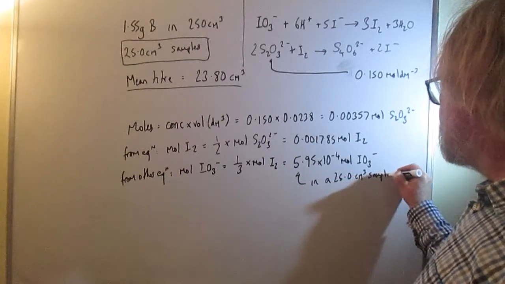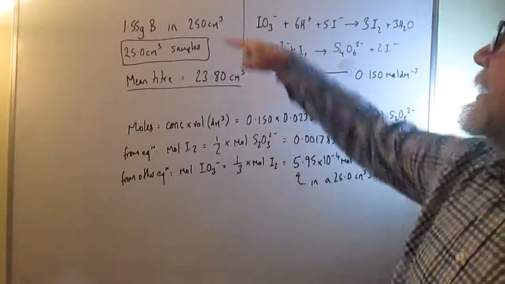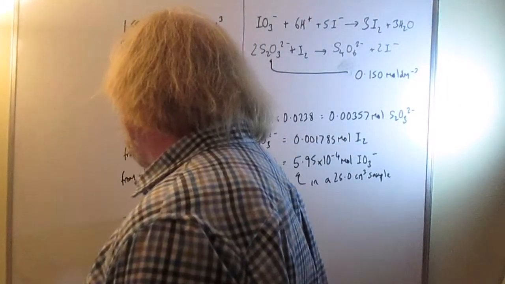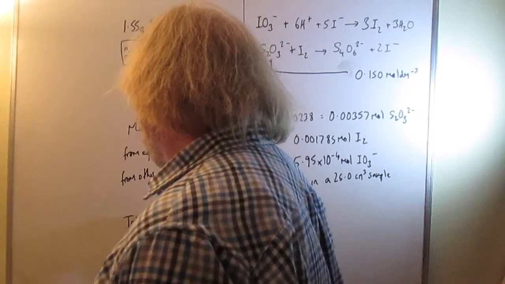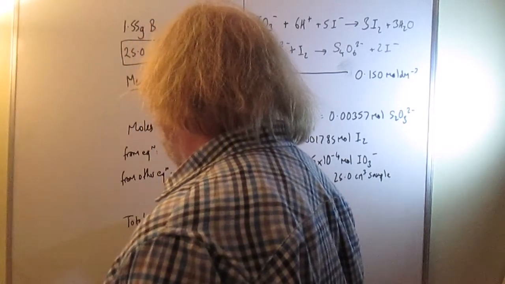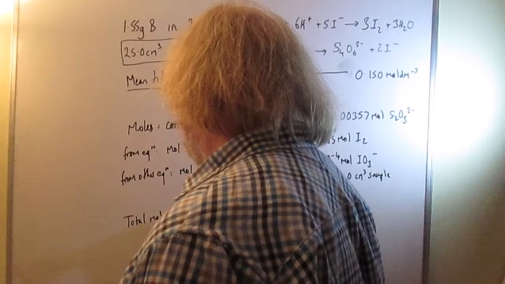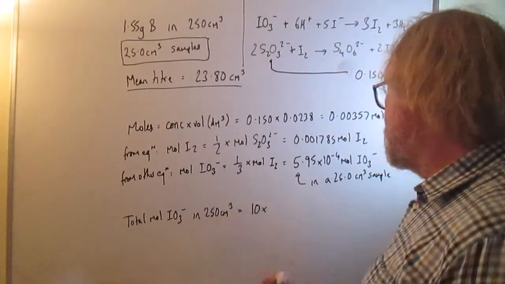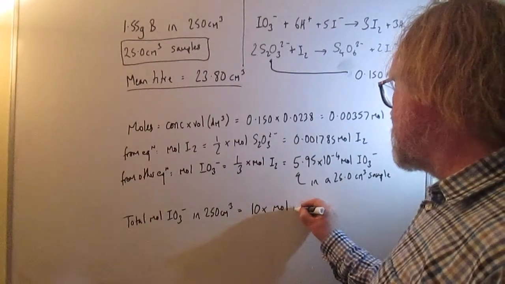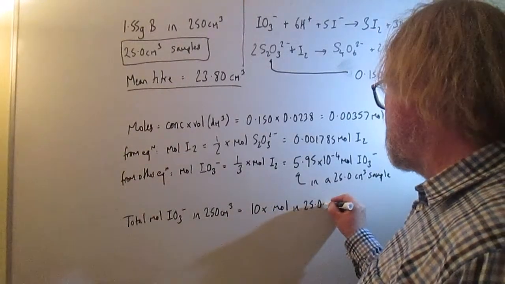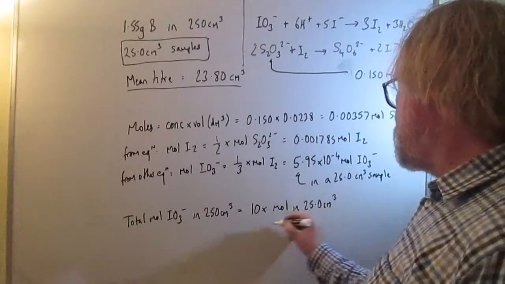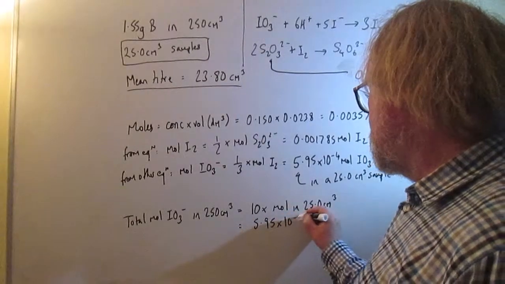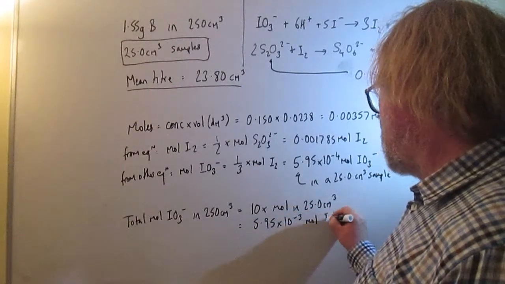What we now need to know is, well, what's the total amount of IO3- in our 250 cm cubed? Okay, so the total moles of IO3- in 250 cm cubed is 10 times the moles in 25 cm cubed, because obviously it's 10 times bigger volume, which is just 5.95 times 10 to the minus 3 moles of IO3-.